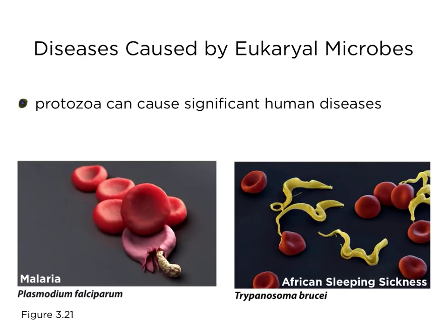Here's a couple of just quick examples of eukaryotes, protozoa specifically, that can cause human diseases. So you know malaria, for example. This is a eukaryotic microbe. African sleeping sickness, which is carried by the tsetse fly. This is also a protozoal infection.